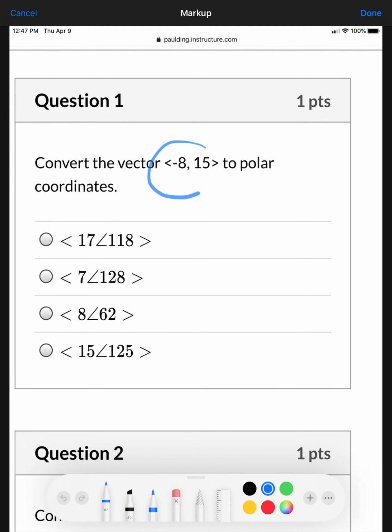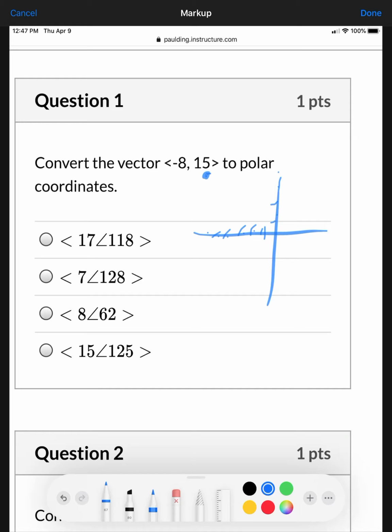So we want to change this vector that's in rectangular or Cartesian coordinates into polar coordinates. If you watch the video about the background knowledge of where all this comes from and what it means, if we got the point -8, 15, it's out this way somewhere and 15's way up here, so I just plot the point -8, 15, and I'm in the second quadrant.